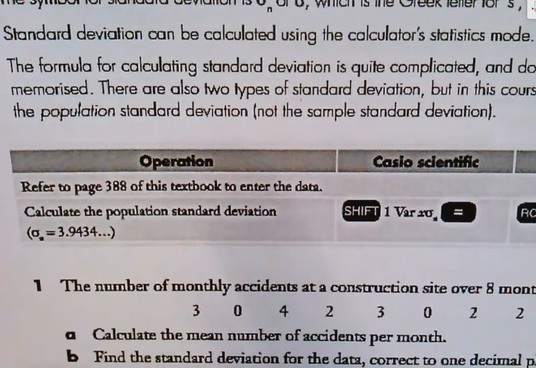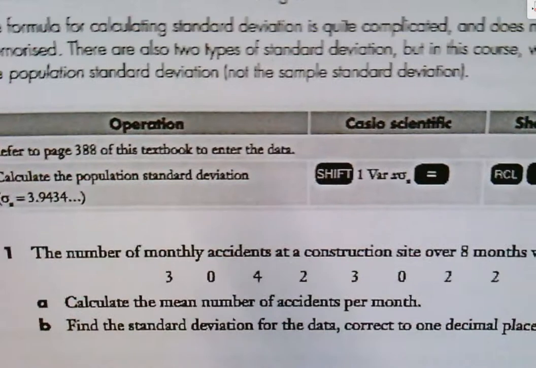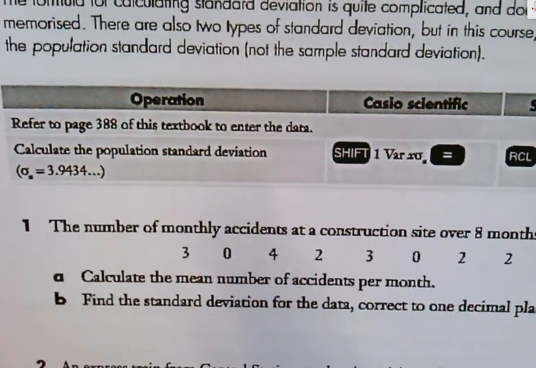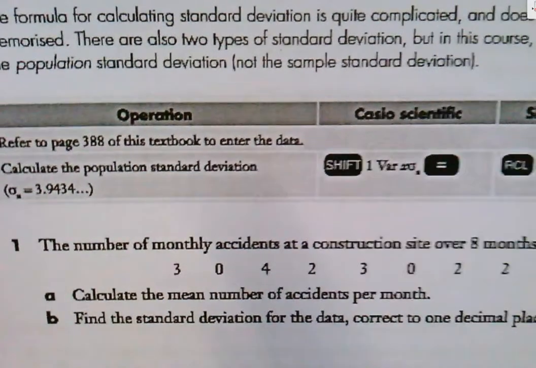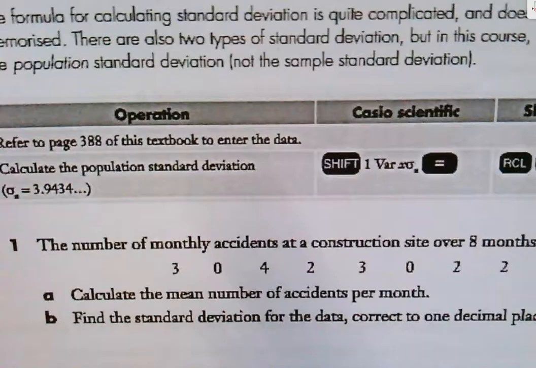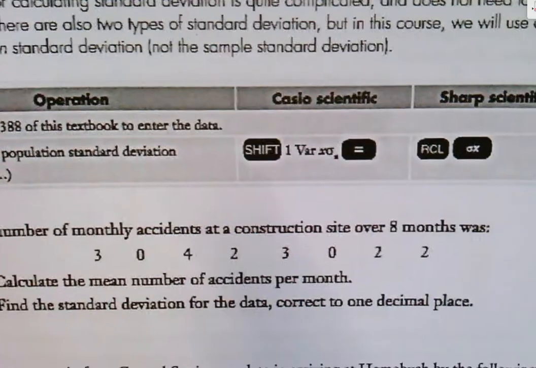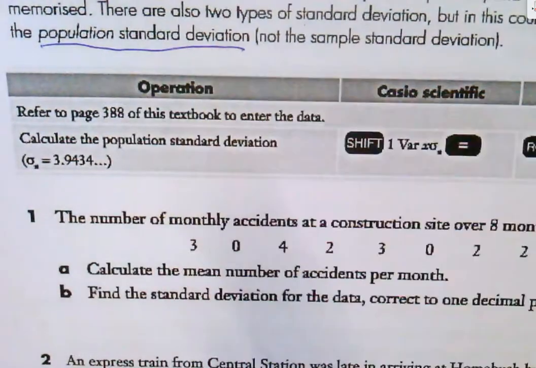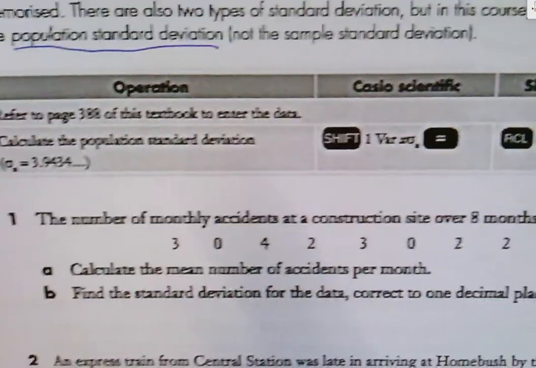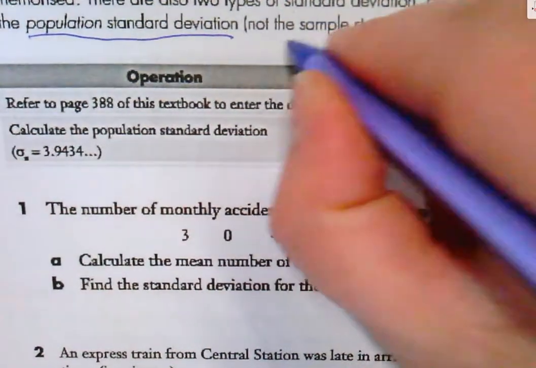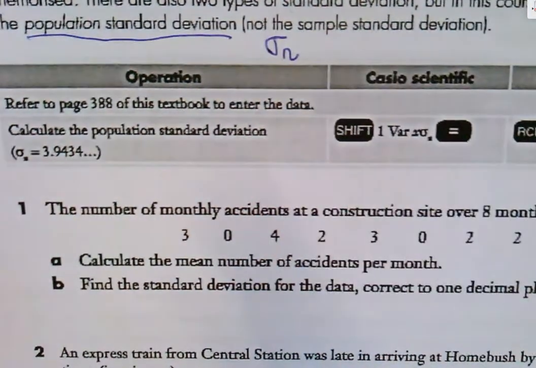So we've got to go into the statistics mode. The formula for calculating standard deviation is quite complicated, and we're not going to look at it. It doesn't come into this topic. It's beyond the scope of the course. There are also two types of standard deviation, but we're only going to use the population standard deviation, not the sample standard deviation. You will see two symbols with sigma on your calculator. We're going to use the one that says sigma n.